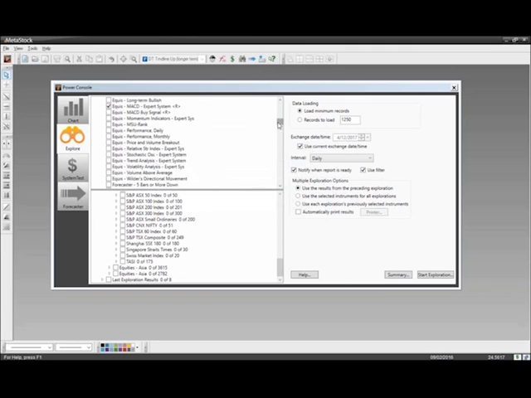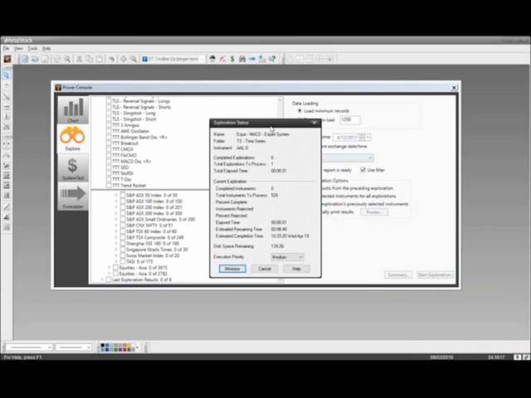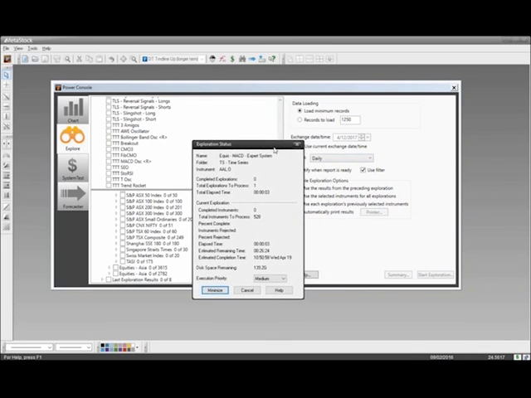Now, a system test, in my opinion, is very, very important. Now, the reason for that, I'm just going to run this MACD expert system exploration again so that we have a list made for it automatically. But a system test is very, very important, and it's one of the things that really sets Metastock apart.